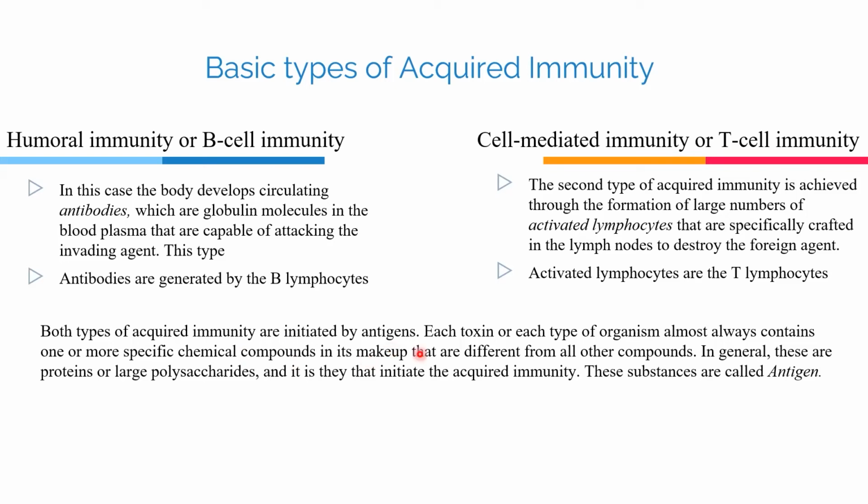So what exactly are antigens? Each toxin or each type of organism almost always contains one or more specific chemical compounds in its makeup that are different from all other compounds. So essentially, every organism or toxin has a fingerprint which can be detected by our immune system. In general, these are proteins or large polysaccharides, and it is they that initiate the acquired immunity. These substances are known as the antigens.